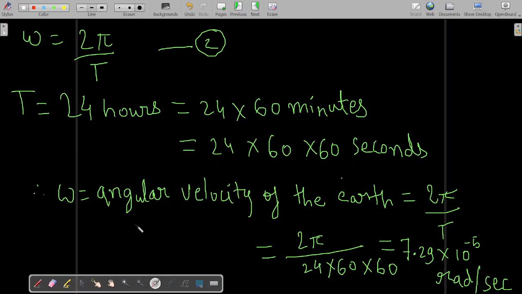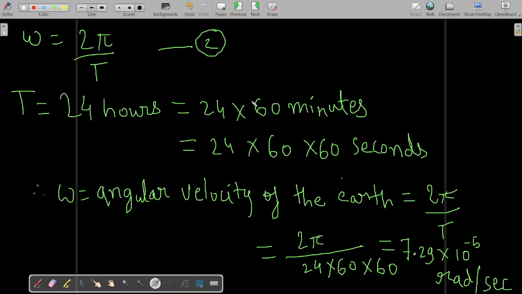In UPSC such hard and fast facts, pure factual questions, are not asked. So the exact time of rotation of earth, 23 hours 56 minutes something seconds, is not at all important. You must use the time period T equal to 24 hours itself. You should use this only. So 24 hours is equal to, in 1 hour there are 60 minutes.